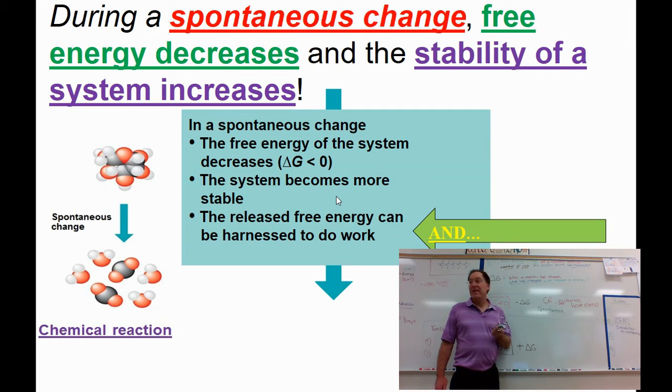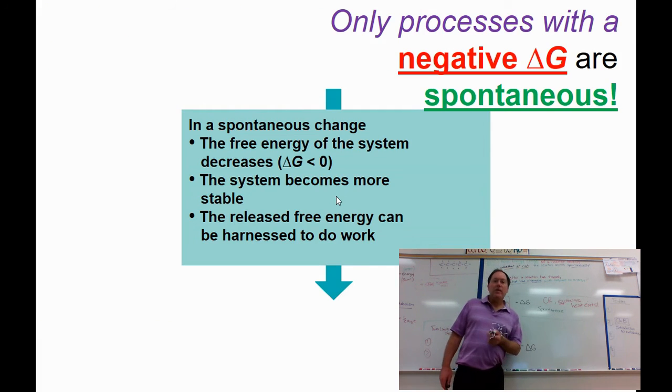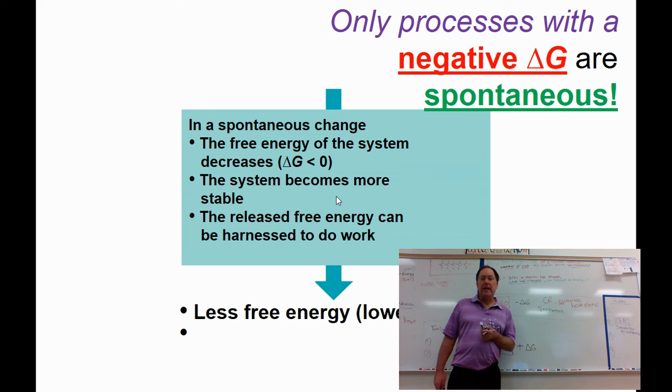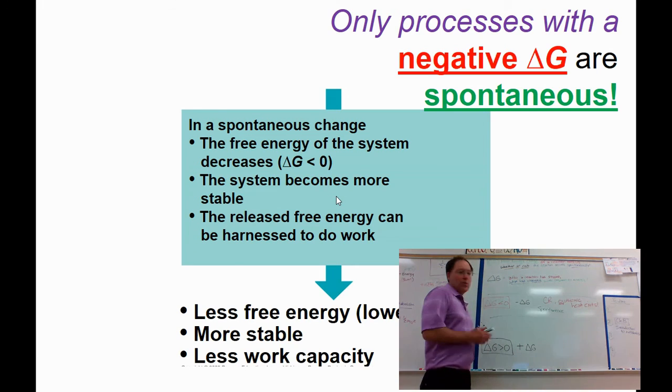I would like to say, does anyone have any questions on that? But I know I'm talking to a screen right now. Almost done here. Only processes with negative delta G are spontaneous. They have less free energy, they're more stable, and they have less work capacity. Sorry, the products do, though, in this case, the water and the carbon dioxide that are produced in cellular respiration. So before we go any further, let's look at the other side of the coin here.